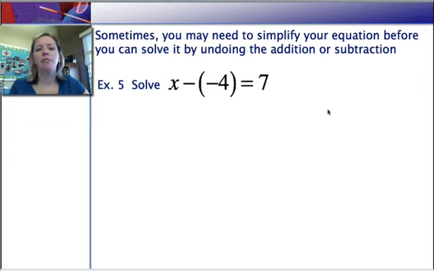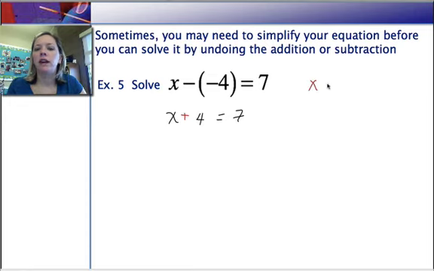We've got x minus negative 4 equals 7. So we see subtraction in the problem, but in this case it might help to rewrite this subtraction as addition. So remember, to rewrite subtraction as addition, we add the opposite. So the opposite of negative 4 is positive 4, right? The other way to think about this is two negatives right next to each other make a positive.